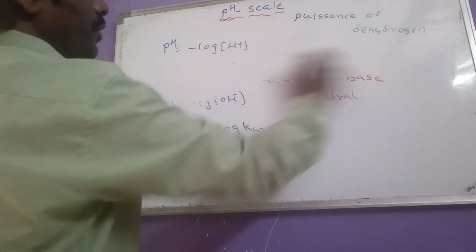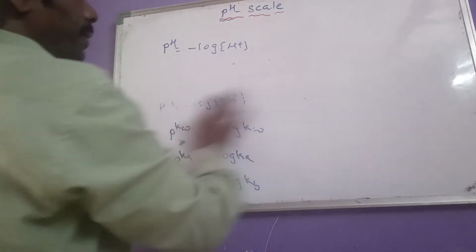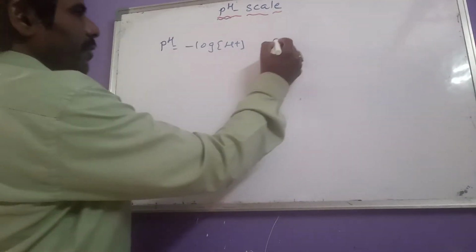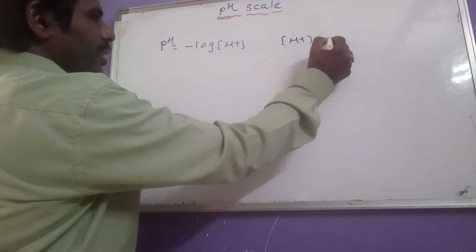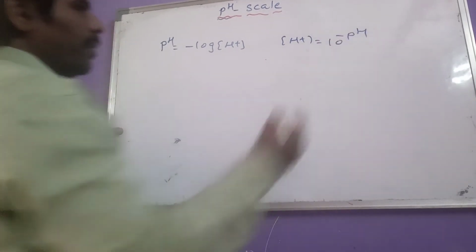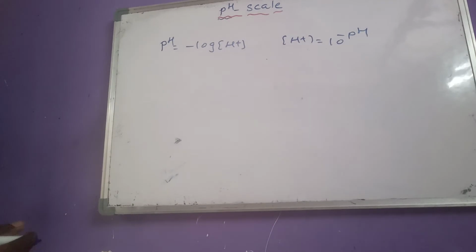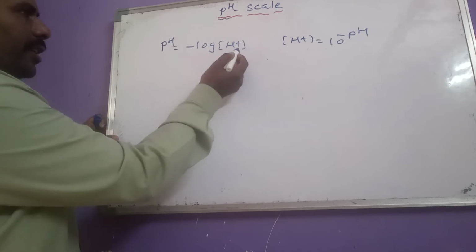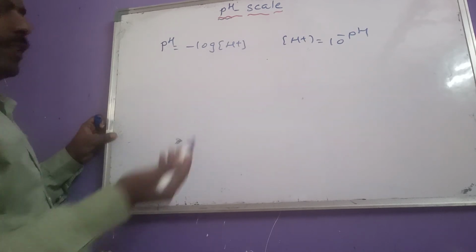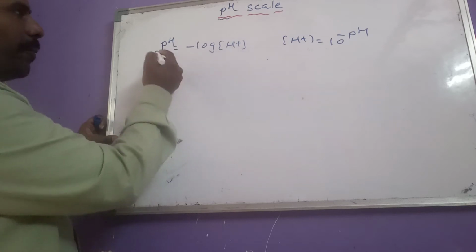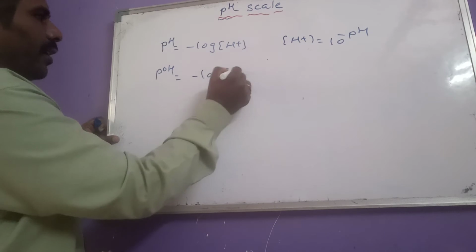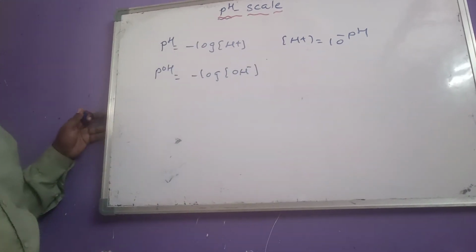Now let us go for calculation of pH for some substances. How to determine the pH value? From this equation, H plus concentration can be written as 10 power minus pH. Now, by substituting either H plus or OH minus concentration, we get the pH. If you want to get pOH, what is the formula here? Minus log of OH minus ion concentration.